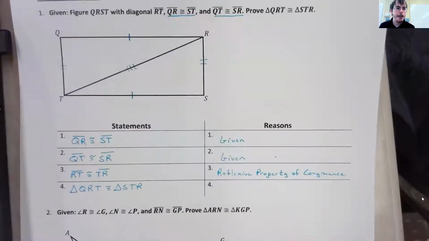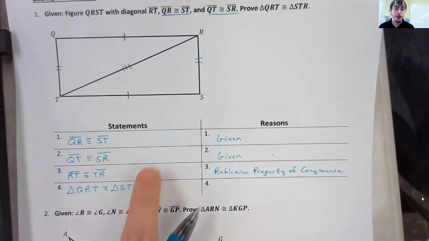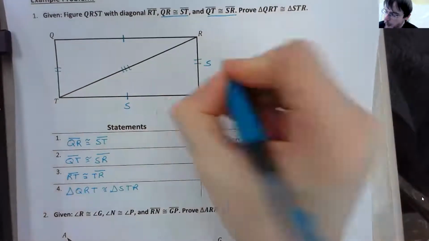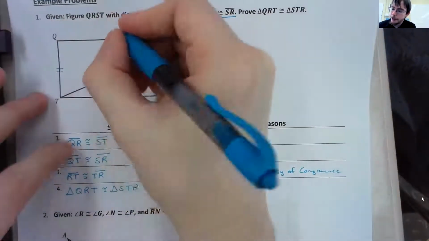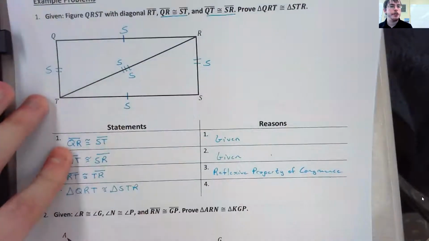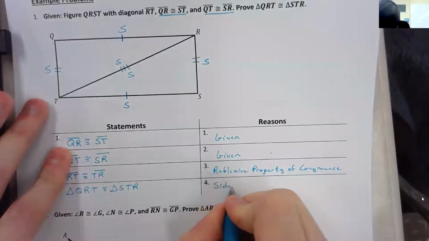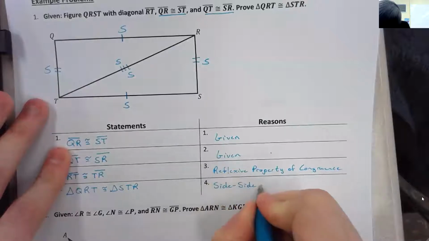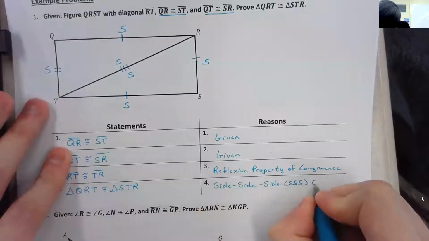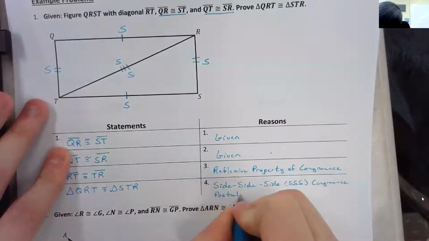And if we look at our diagram, we should see we have 3 pieces of information given to us, or 3 pieces of information we figured out, so that's enough. So if we label what we've labeled up here just to help us identify, we see that we have 3 pairs of congruent sides. So that means we have the side, side, side, or SSS, congruence postulate as our last reason.